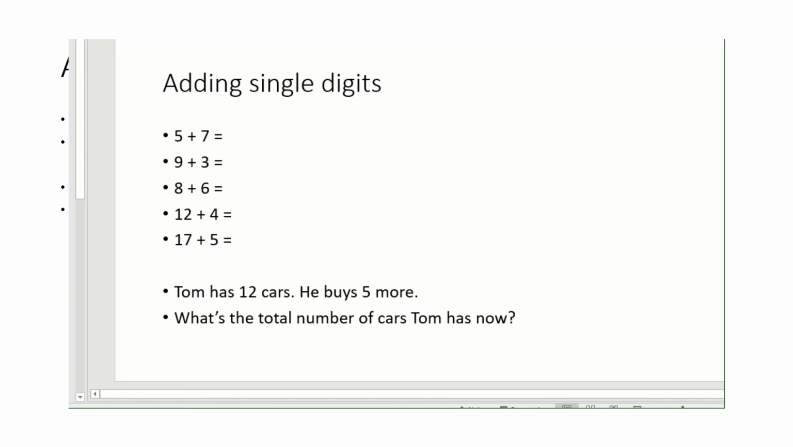Have a look at that number problem too. Tom has 12 cars, he buys 5 more. What's the total number of cars Tom has now? Now then, if you know 2 and 5 is 7, then you would know 12 and 5 is 17.